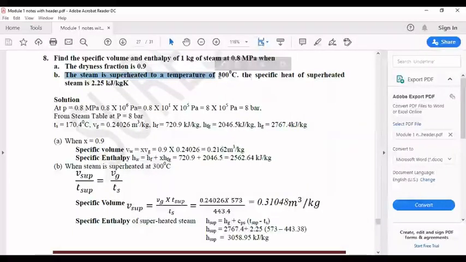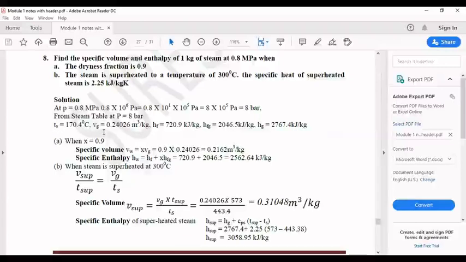It is increased up to 300 degrees Celsius. The specific heat of superheated steam they have given as 2.25 kilojoule per kg Kelvin. Okay, remember it is the specific heat of superheated steam, that is CPS. If they give the specific heat of water, that is CPW.